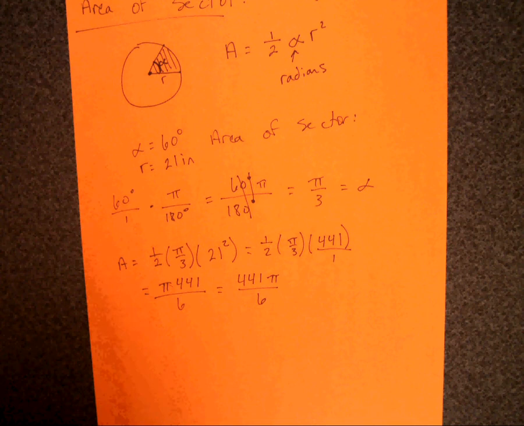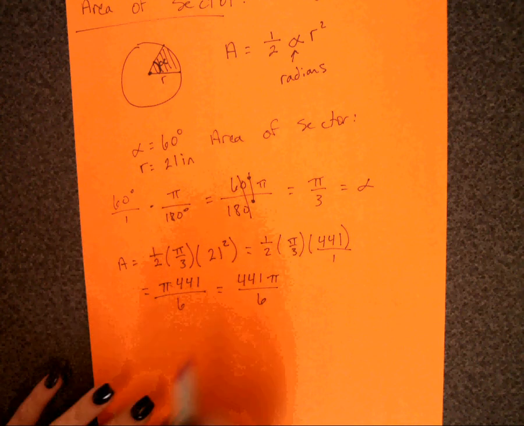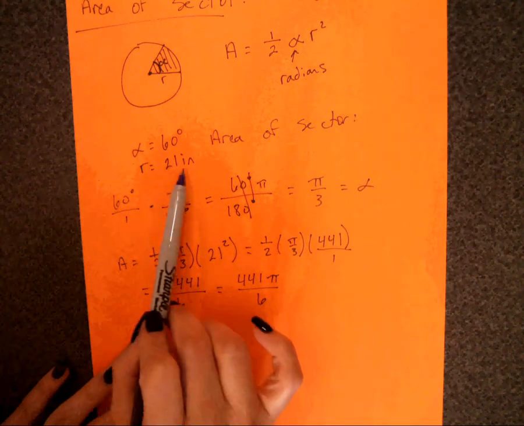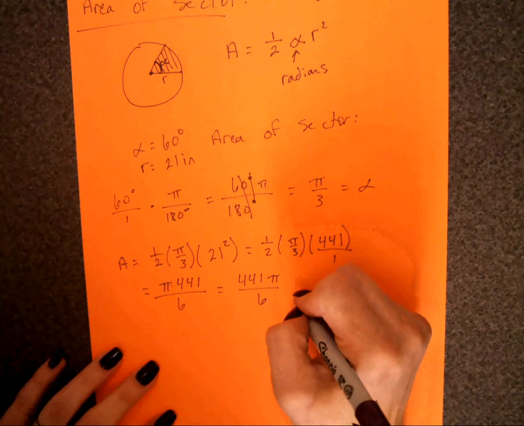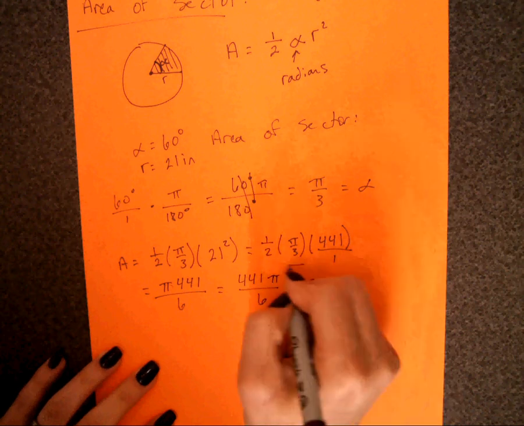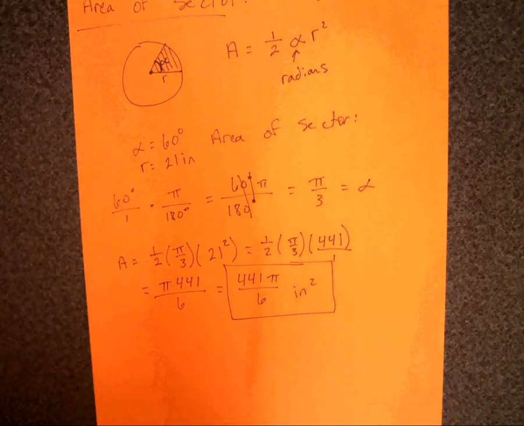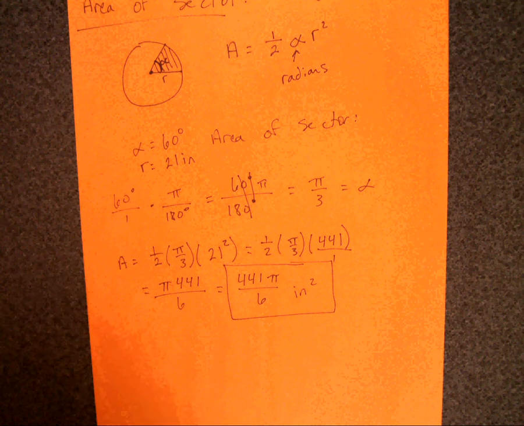If we're asked for an approximate value, then you just plug this in your calculator and get the approximate value. Our units for our radius was inches. This is area, so it must be inches squared, and this is the exact area of our sector.